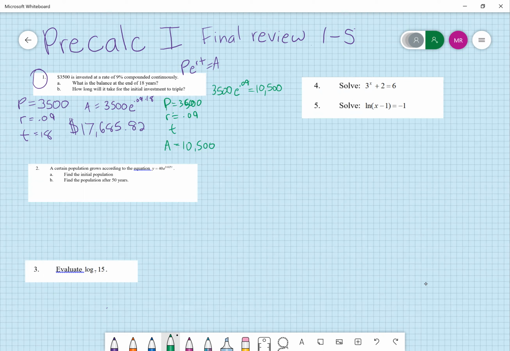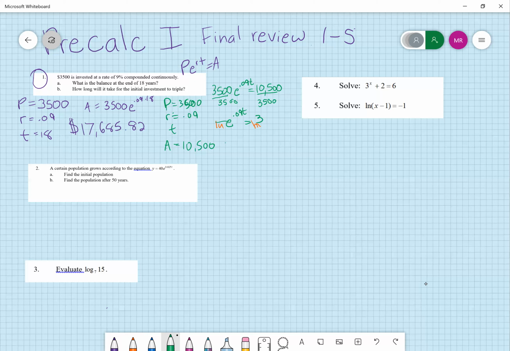The first step is I want to get e by itself. So I divide by 3,500 on both sides. And luckily, I get that e to the 0.09 T equals 3. Nice and easy peasy. So what do I do now? Now I use my properties of logs, and I take the natural log of both sides. Boom. Oh, T, my time was missing. There we go. Whew, that's what we're solving for.